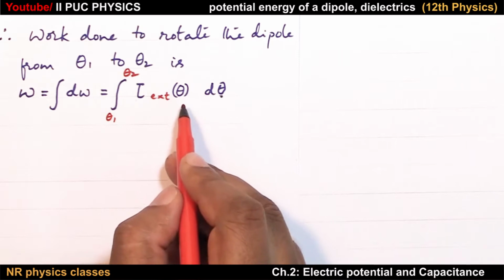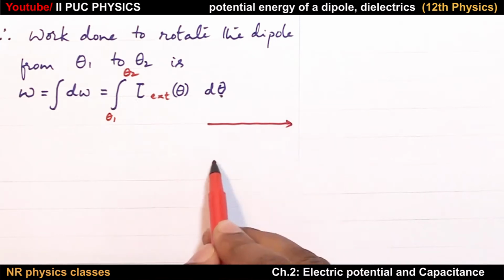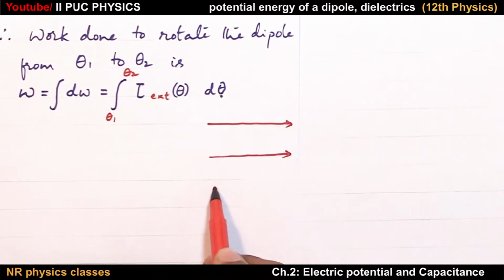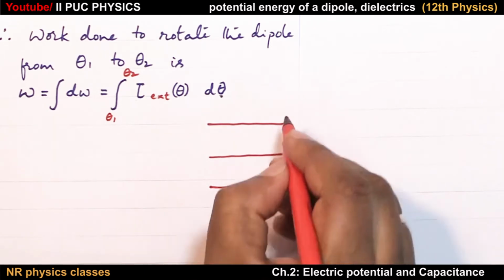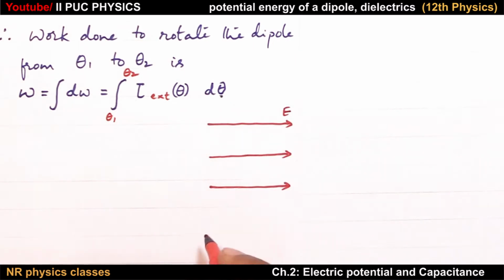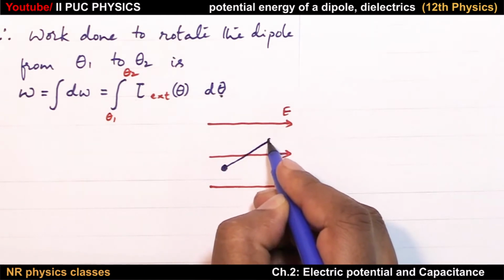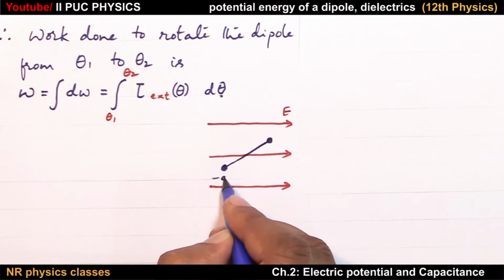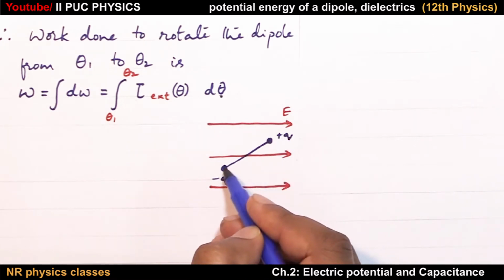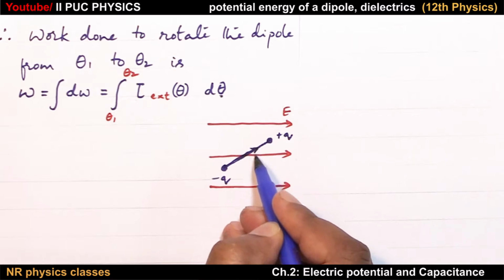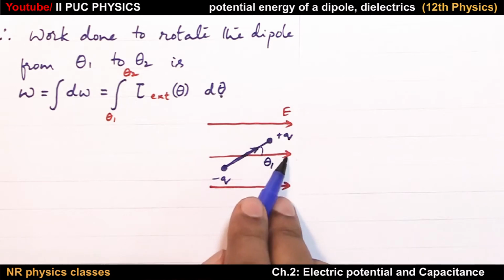Actually the diagram is not necessary, but with a diagram it is easy to understand. If this is the external electric field, uniform means it should be shown by equidistant parallel lines. So this is the external electric field E. This is a dipole, minus Q, plus Q. Dipole moment is from minus Q to plus Q along the line joining the charges, isn't it? Now this angle is theta 1, the angle made by the dipole with respect to the electric field.